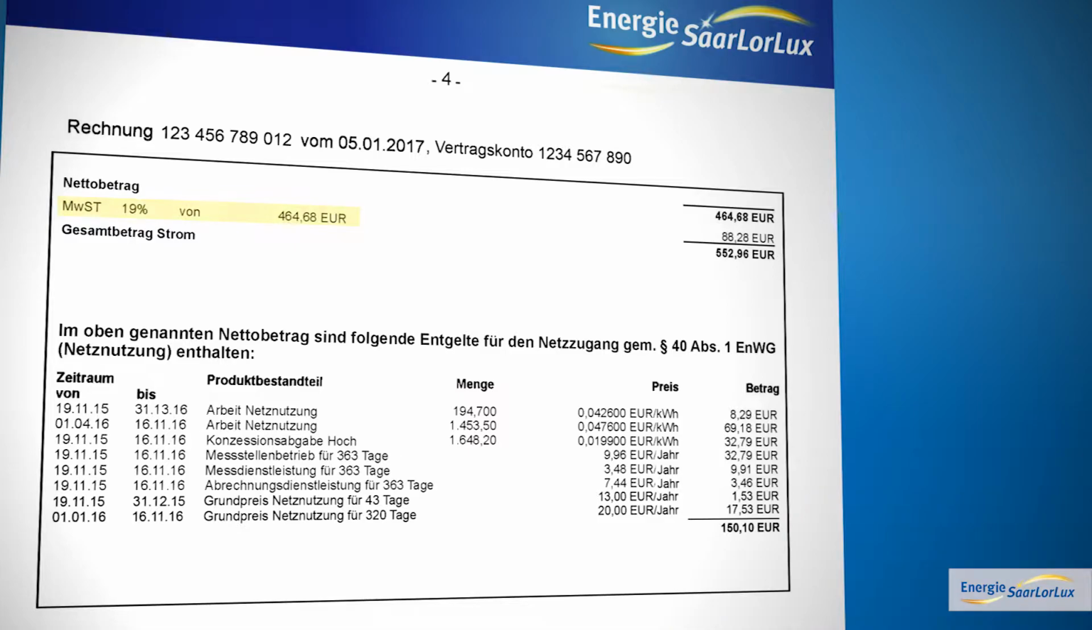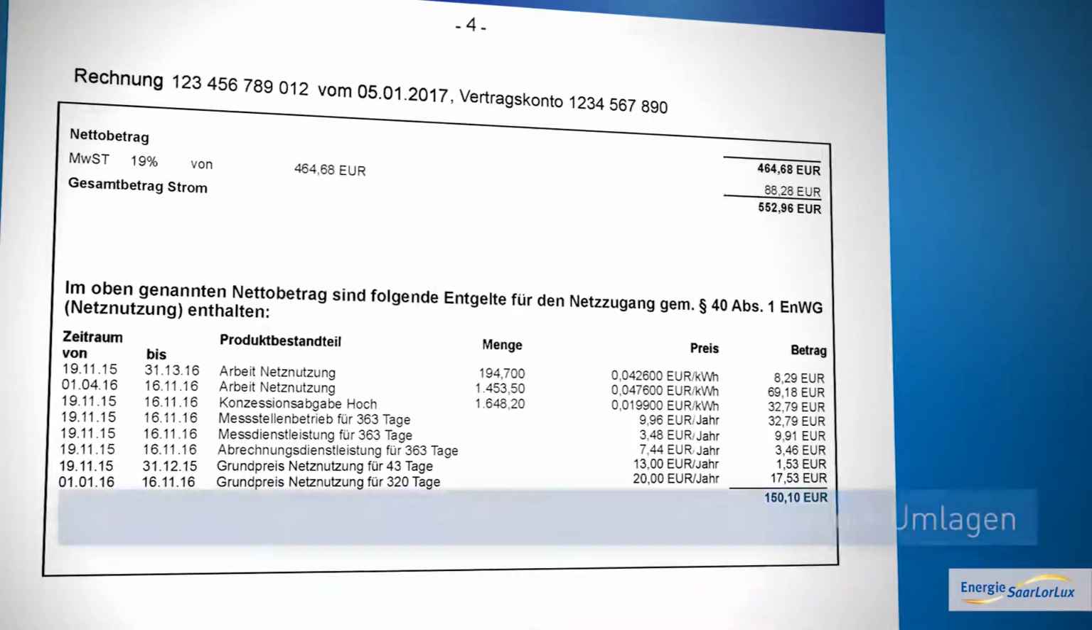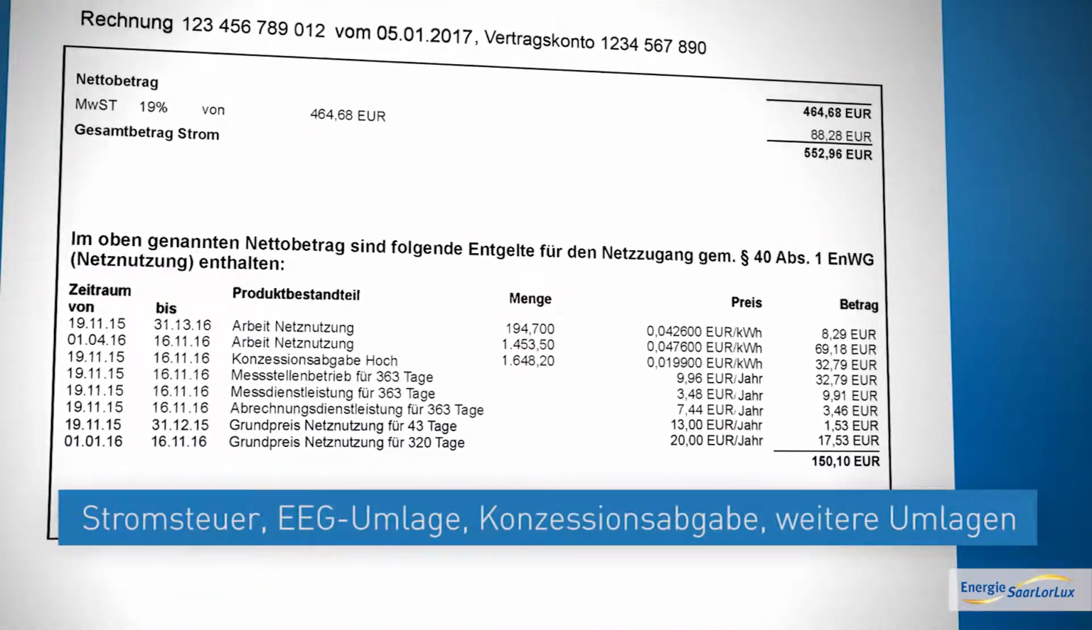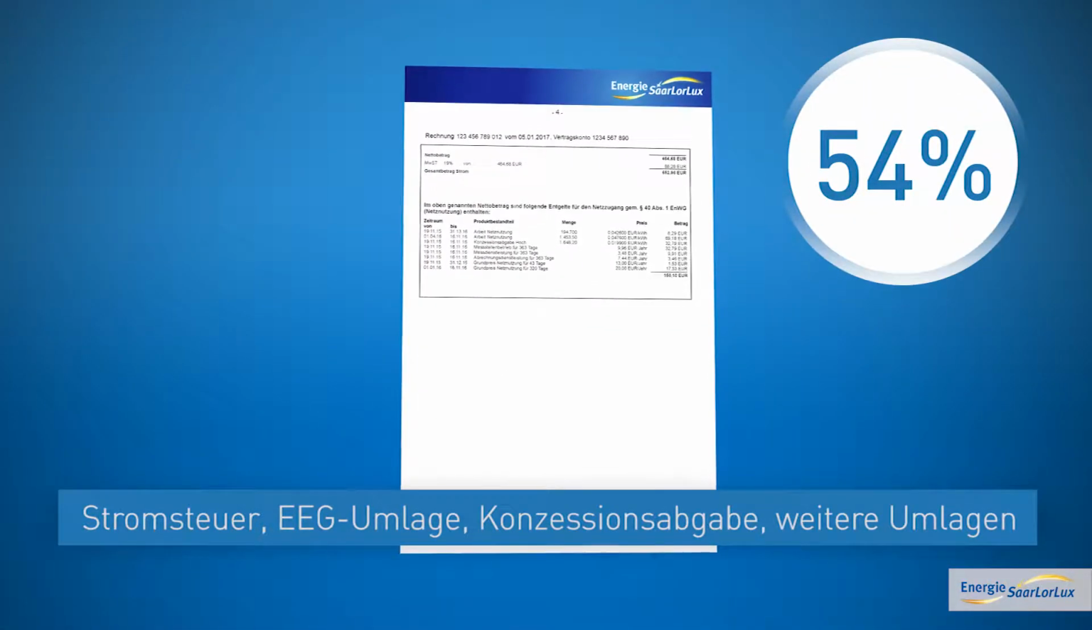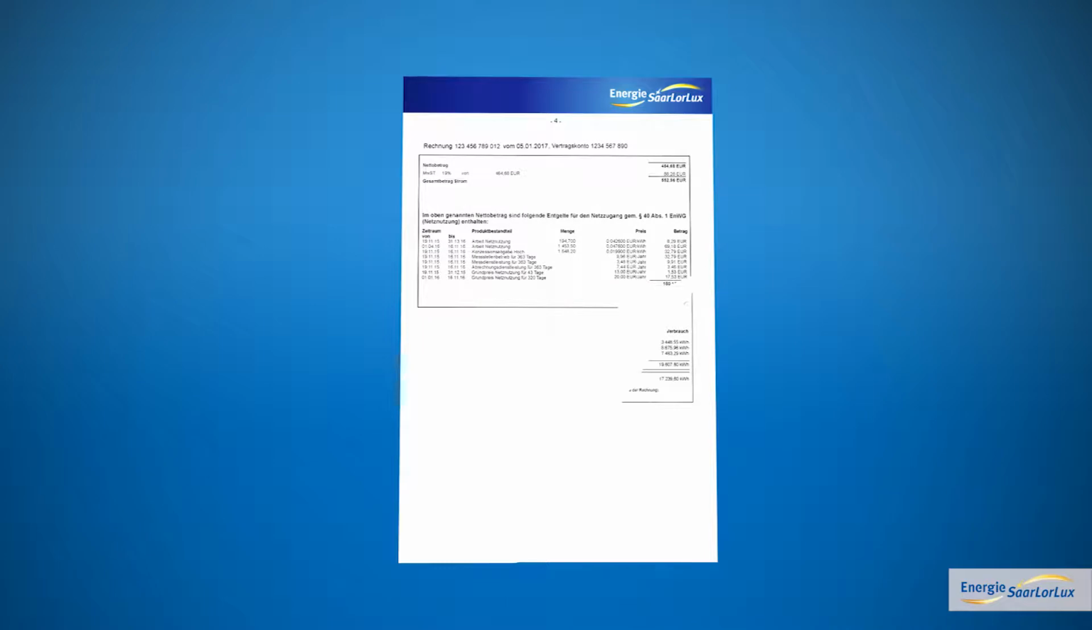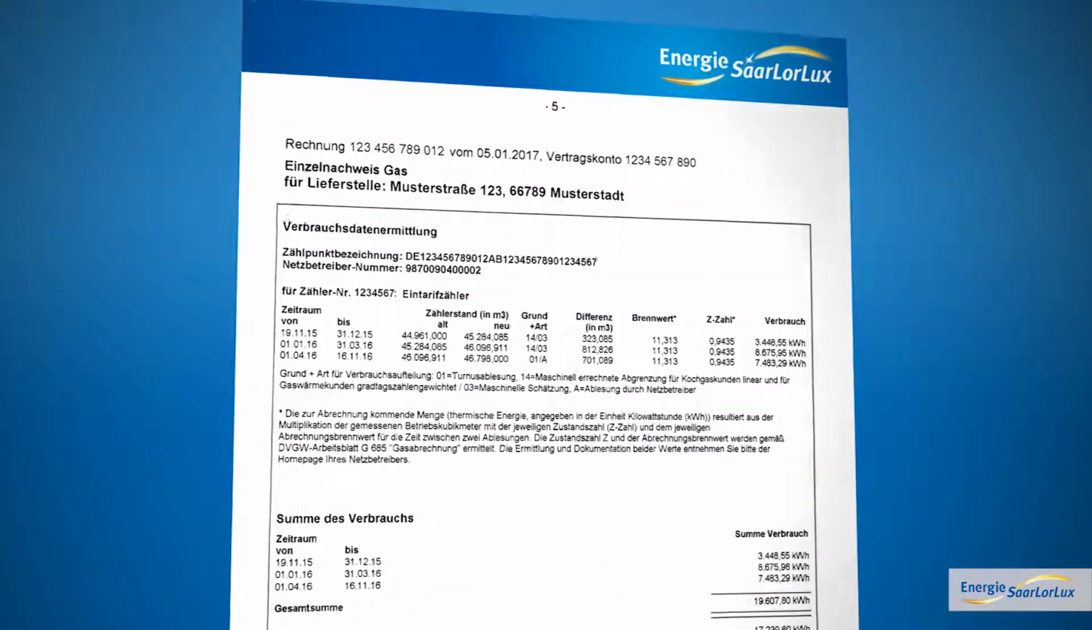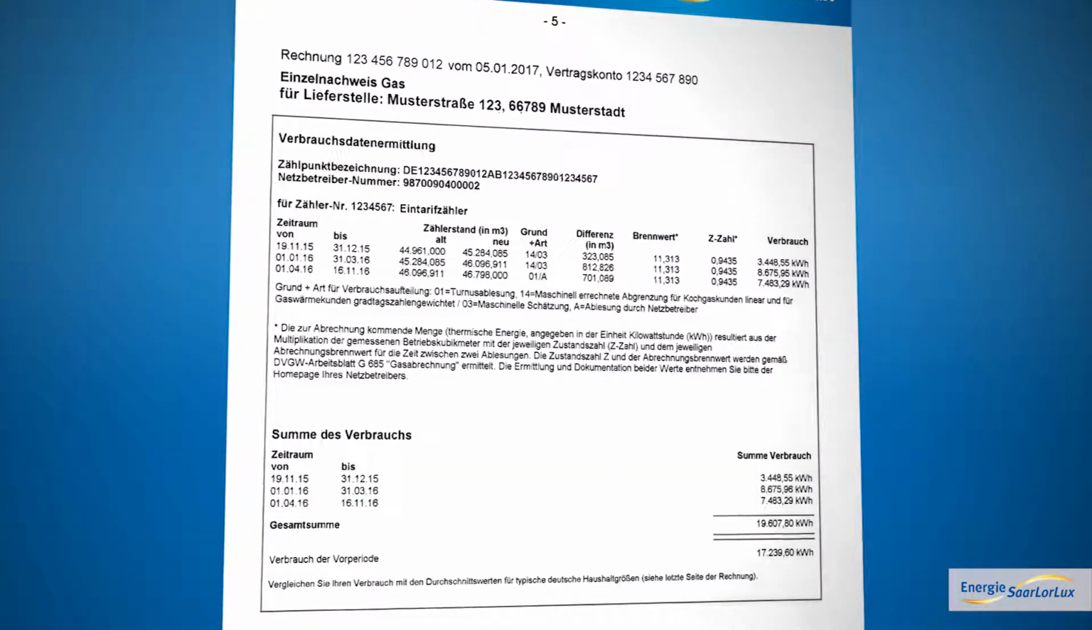In addition to this tax, the total amount also includes many other statutory taxes and levies. The proportion of these taxes and levies account for 54% of the price you pay for electricity. On the next page, for example, you can find a gas bill which follows the same model.